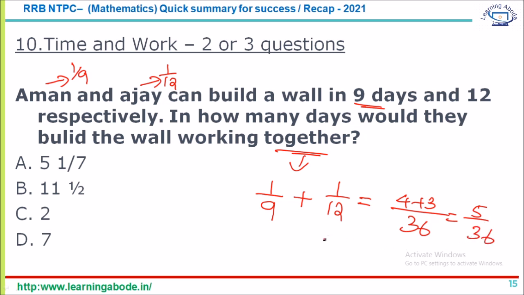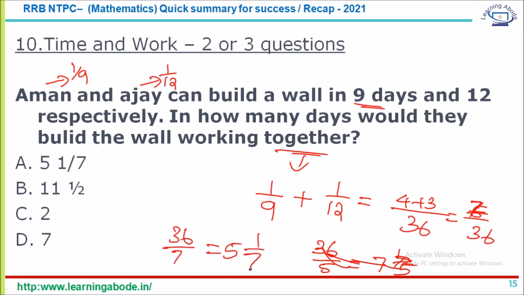In how many days will they complete the task? We just have to take the inverse. So 36 by 5. I'm sorry, it is not 5 by 36, it is 7 by 36. So 36 by 7, that's 5 1 by 7. That's answer option A, 5 1 by 7. I'm sorry for that.